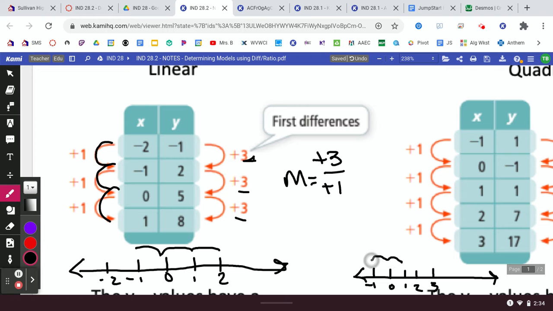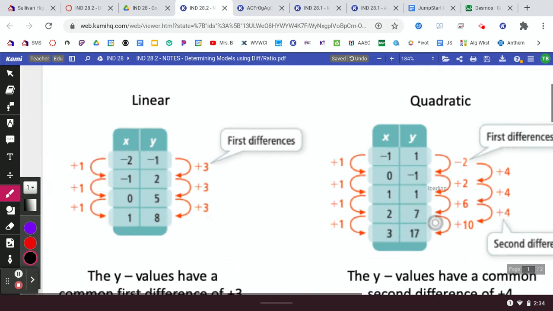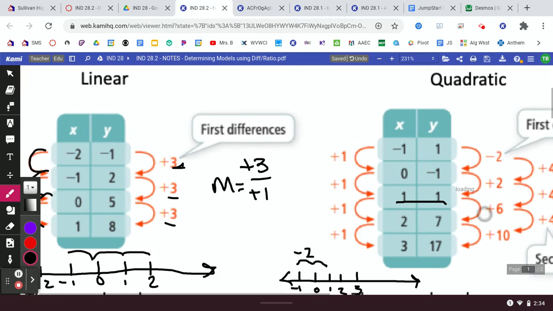Well, +1 to -2 is a -2. It's a backwards jump. So you would put -2 as that first difference jump. I'll just ignore that step out to the side. And then if you look at the jump from -1 back to +1, that's a +2 jump. And then from 1 to 7 is a 6, and from 7 to 17 is a difference of 10.